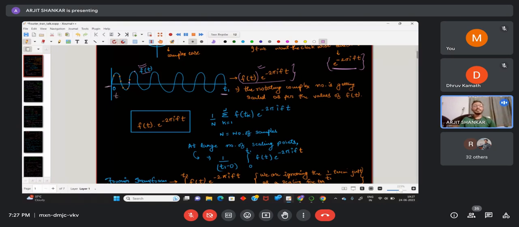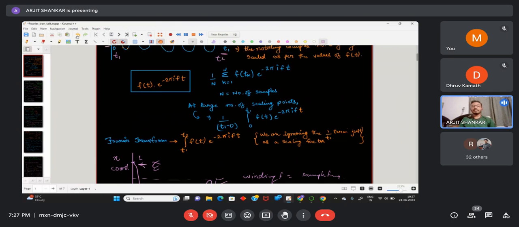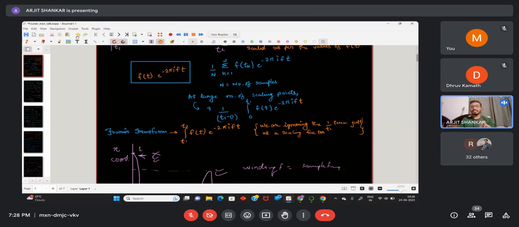It's completely fine if you take t1 to t2, then just the scaling factor will change. So it will become 1 upon t1 minus 0. If you are taking from t1 to t2, it will become 1 upon t2 minus t1. That's it. And this summation is getting converted to a 0 to t1 integral, and f of t, everything else is the same. See, f of t to the power this thing is exactly the same, nothing else. This is our Fourier transform, but not exactly.